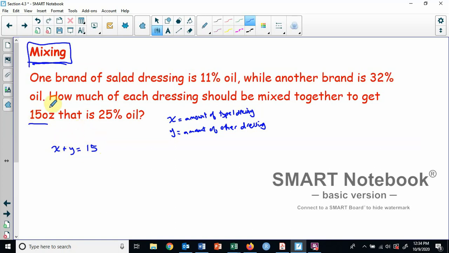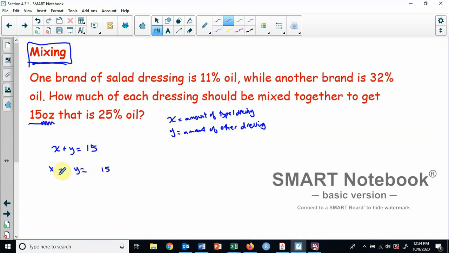X plus Y equals the amount. Notice we're looking at amounts, not percentages. And the other equation is always really easy. You take all the percentages and you basically are going to create another equation with the same structure. X plus Y equals 15, and all of them will get multiplied by their percentage.